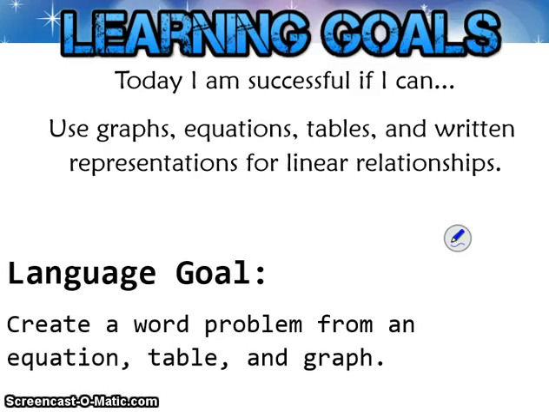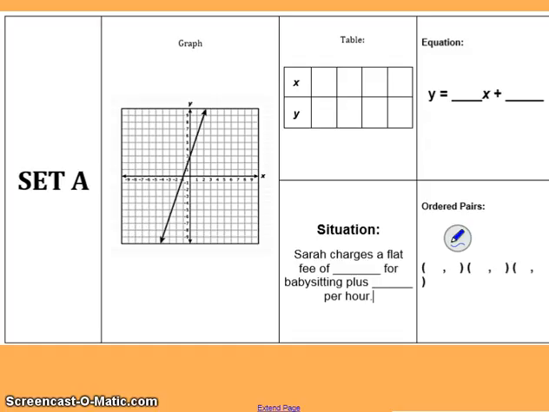Your learning goal today says, today I'm successful if I can use graphs, equations, tables, and written representations for linear relationships. And linear just means line, a straight line. Your language goal is create a word problem from an equation, table, and a graph. So we're going to be doing a little bit of both today.